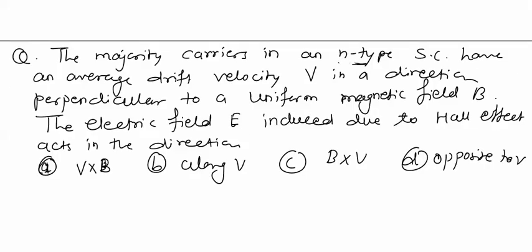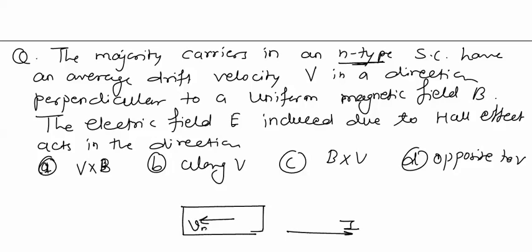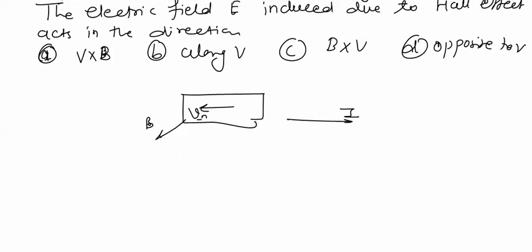In the problem, an N-type semiconductor is given. Suppose this is an N-type semiconductor. Current is flowing in this direction. If current is flowing in this direction, electrons are moving in the opposite direction. So the direction of v will be in this direction, and the magnetic field is applied in this direction. For this material, the direction of velocity will be this and the direction of magnetic field will be this.